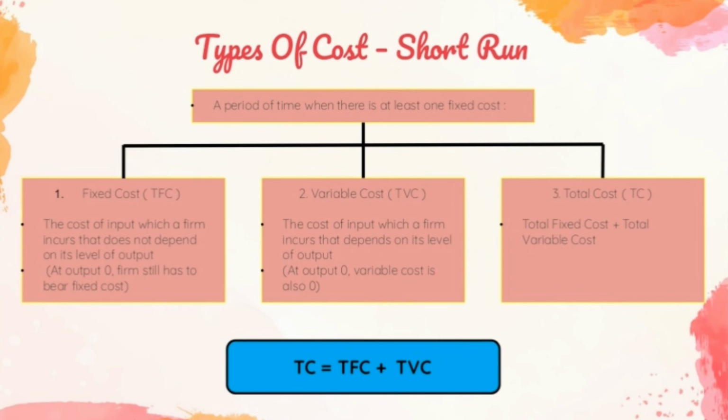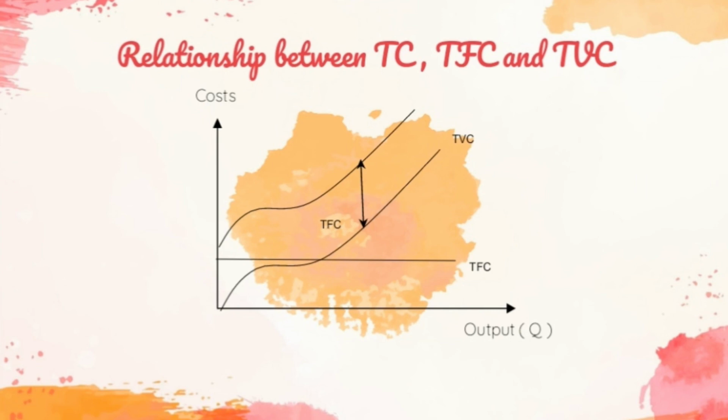Third, total cost or TC. Total fixed cost plus total variable cost. The formula is TC equal TFC plus TVC. If you want to find TFC or fixed cost, TFC equal TC minus TVC. If you want to find TVC or variable cost, TVC equal TC minus TFC. This is the graph of relationship between TC, TFC, and TVC.